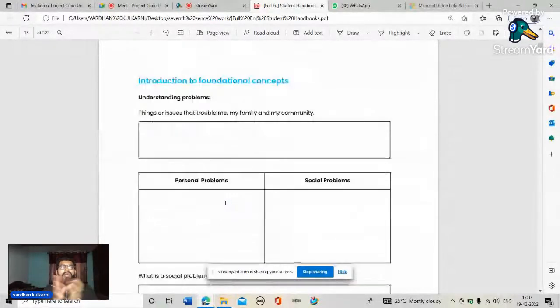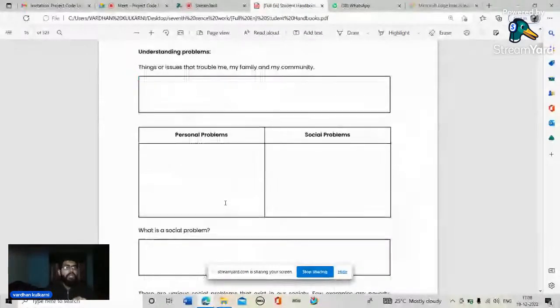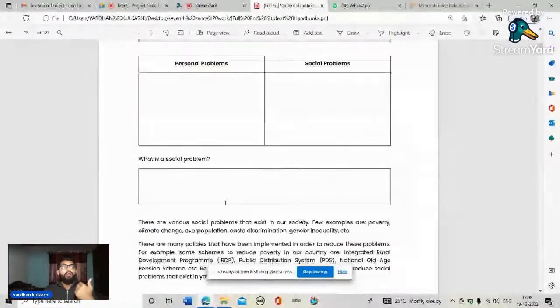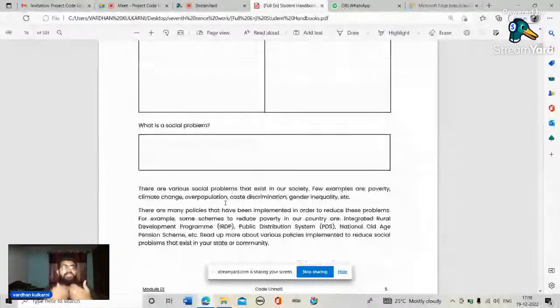So now let us understand the introduction to fundamental concepts, understanding the problem. What do you basically get into when understanding the problem? When you see or face a problem, you should understand the reason behind it. Is it a personal problem or a social problem? If it is a personal problem, what kind of personal problem is it, and if it is a social problem, what kind? When you understand and define the problem, this helps you understand what the problem is as well.